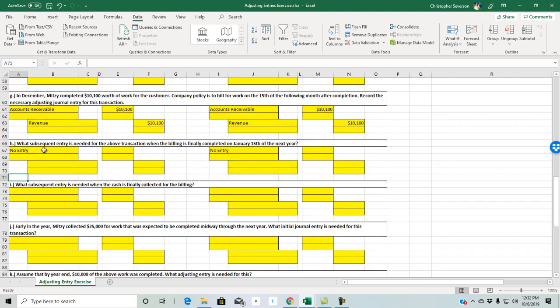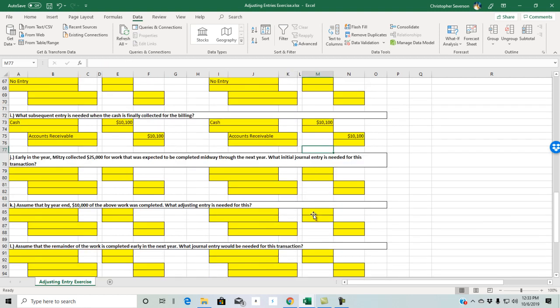Now, what subsequent entry is needed when the cash is finally collected? There we will need an entry. So we're going to be collecting cash, of course. So we'll debit cash and we'll credit accounts receivable just like any other payment that we receive. Nothing really all that special with this entry. The alternative entry is the exact same. With the accruals, you don't have to worry about a difference between the two.